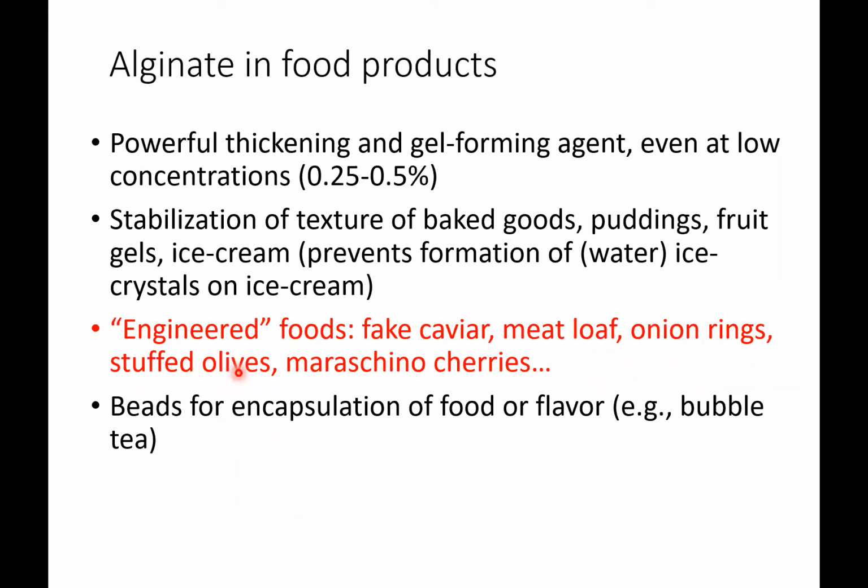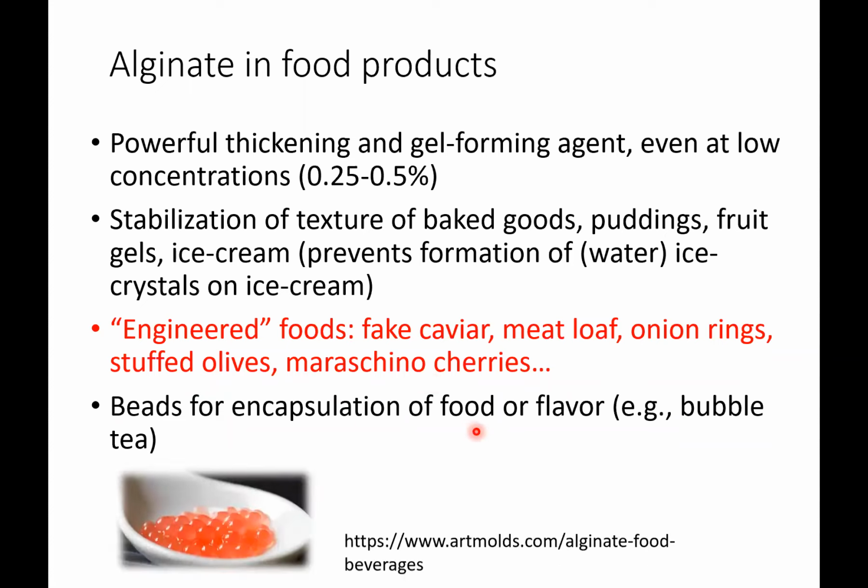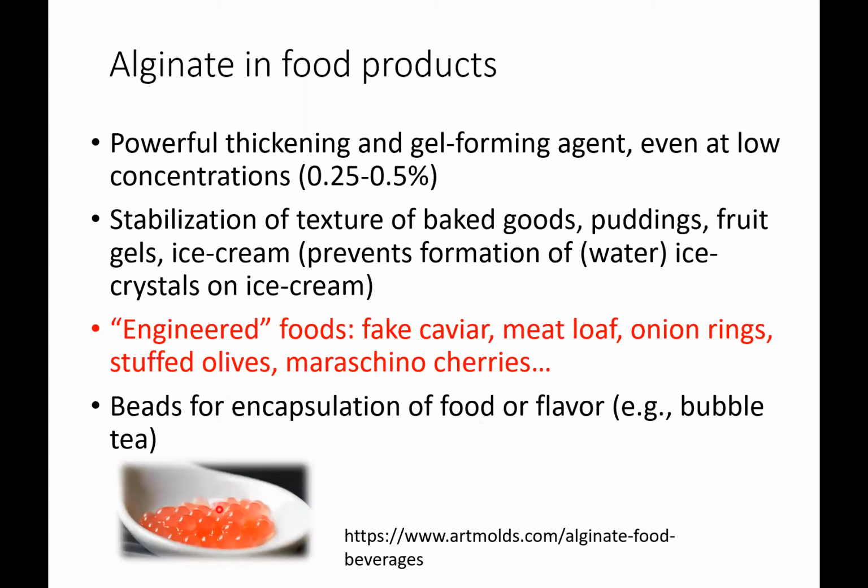You can make stuffed olives. The stuffing in the olives, the red stuffing, is very often alginate. It's not pepper or paprika. Maraschino cherries can be made of alginate. You can encapsulate food or flavor in the bubble tea, and I'm sure you've seen these bubble teas. There was a big fashionable thing to get bubble tea some years ago in Germany as well as in the United States. Everybody had to have bubble tea with these alginate bubbles on the bottom.